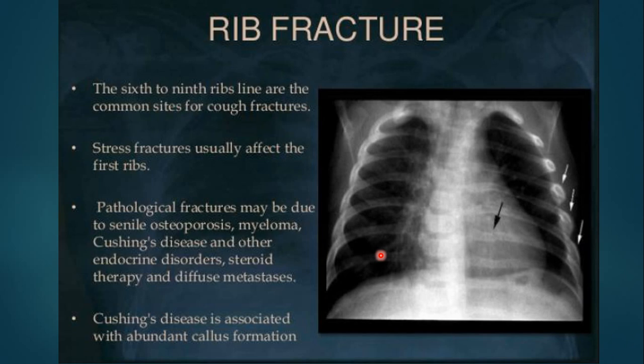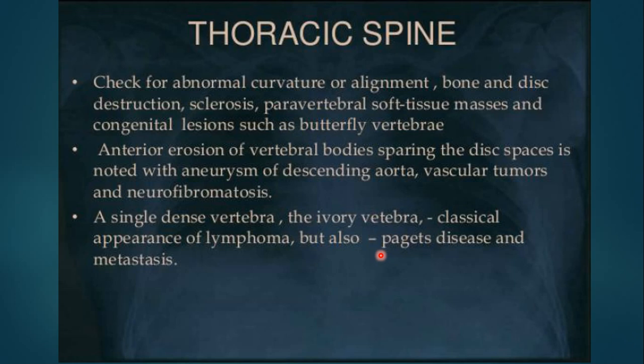Regarding Cushing disease, when there is Cushing disease and there is a pathological fracture, it will heal, but with a large or abundant amount of callus formation. The callus will be disproportionate to the size of the fracture or to the number of the fractures.